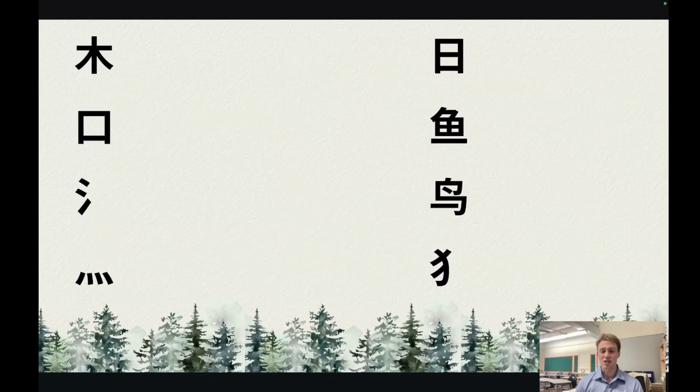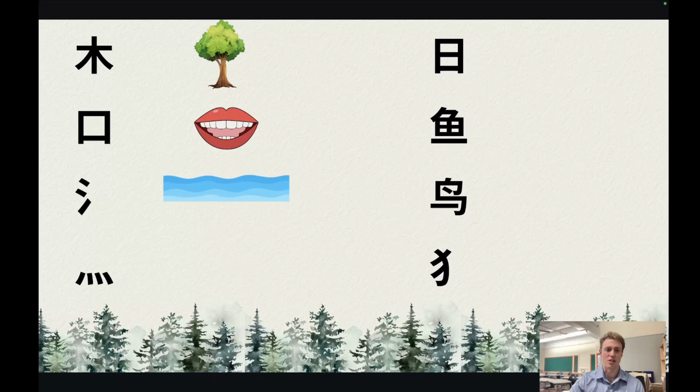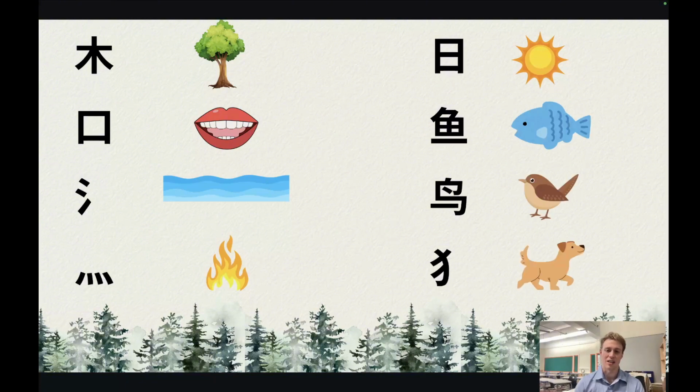All right, so these are a few common radicals that you'll see repeated in many characters. Our first one, 木 means wood or tree, 口 means mouth, 水 means water, 火 means fire, 日 means sun, 鱼 means fish, 鸟 means bird, and then this is 犬, it means dog. I've written these in the way that you'll see them most often as a radical. However, these will also often have different forms. I'll go over that in a second, but we'll get to that.